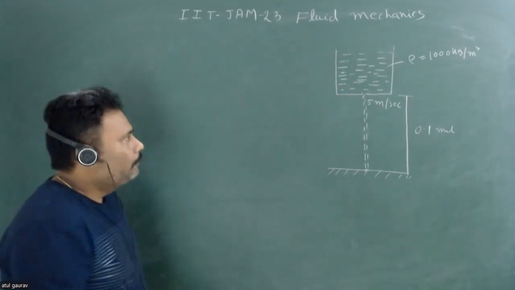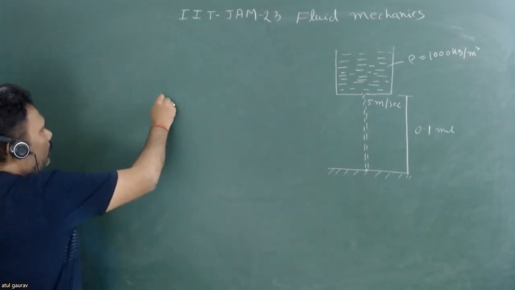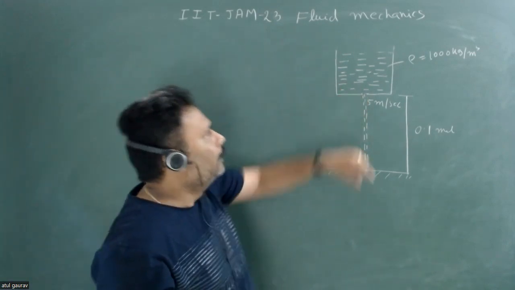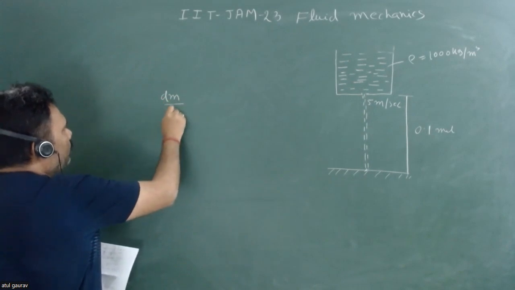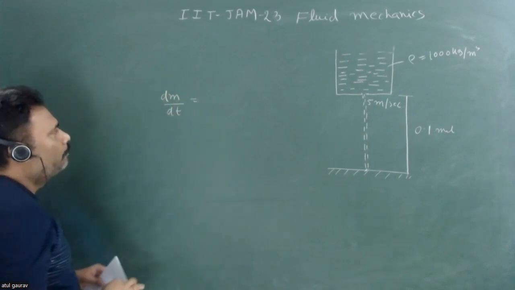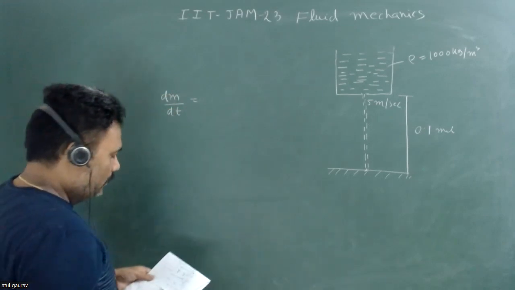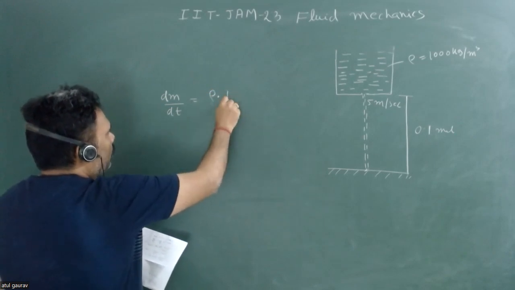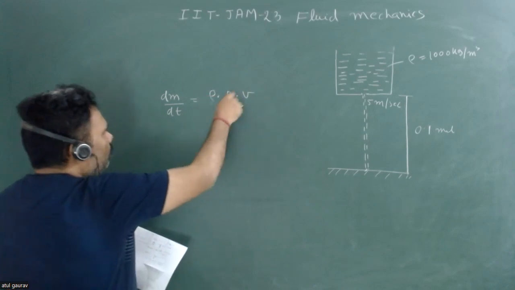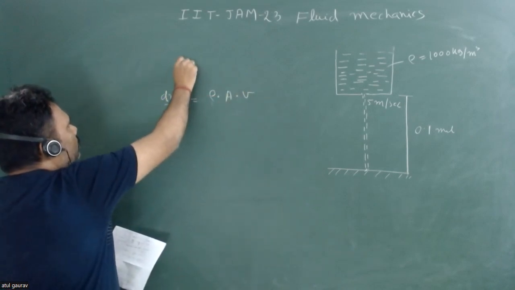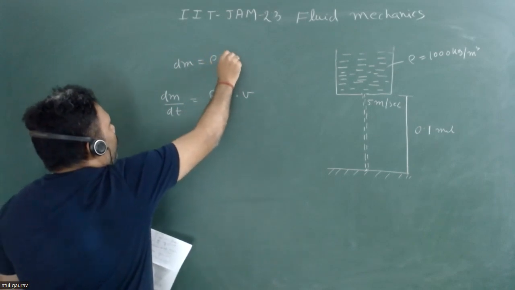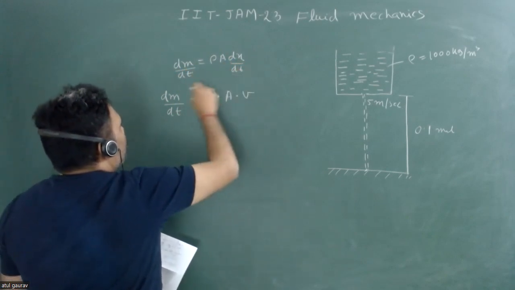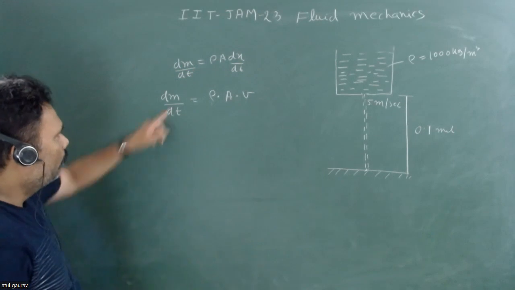What we have to do is first calculate the mass. We can assume that mass dm is coming in time dt. So dm upon dt, that is the rate of mass flow, is given by rho into area into V. How can you calculate it? Because we know that dm is equal to rho into area into dx, and dm upon dt is all about this dt. So this is your rate of flow of mass.